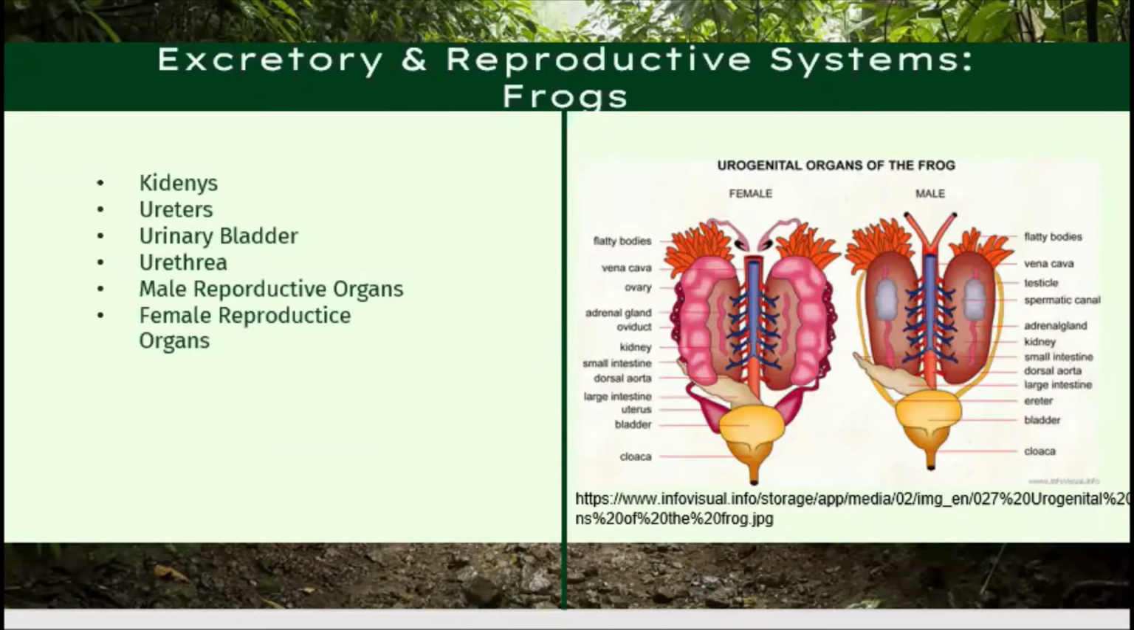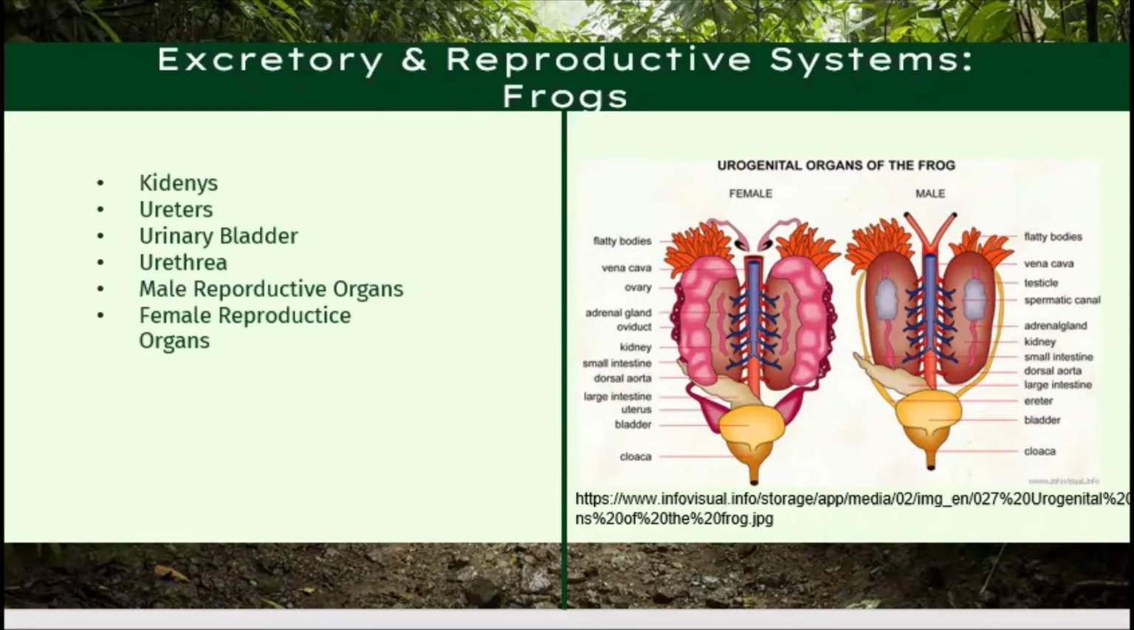So the excretory system in the frog involves the kidneys, which filter blood and excrete excess water, the ureters, which carry urine from the kidneys to the urinary bladder, the urinary bladder that collects and stores urine until it's released, and the urethra, which releases gametes into the water for fertilization. The reproductive system of the frog differs from male to female.